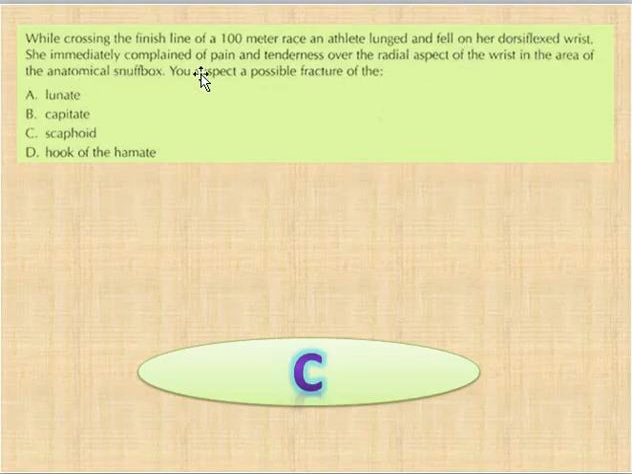अच्छा जी, while crossing the finish line of a 100-meter race, she fell on her dorsiflexed wrist. Okay, she immediately complained of pain and tenderness over the radial aspect of the wrist in the anatomical snuff box. You suspect a possible fracture of the option A है lunate, B है capitate, C है scaphoid, D है hook of hamate, and the correct option is C. scaphoid पे ना पेशेंट को चांसेस ज़्यादा होते हैं. यहाँ पे जो फ्रैक्चर है ना एनाटॉमिकल स्नफ बॉक्स में आप देखें ना तो आपको scaphoid फील होती है ना.